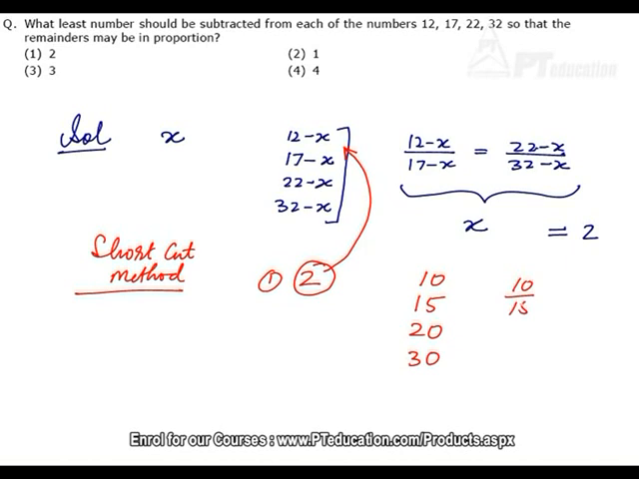10 by 15 should be equal to 20 by 30 if option 1 is correct, which is 1 by 3, or rather 2 by 3 is equal to 2 by 3. Hence, this is the correct answer. We were very lucky, option 1 itself came out to be true. Hence, option 1, which is 2, is the correct answer. That is, 2 is the smallest number to be subtracted to make them in proportion.